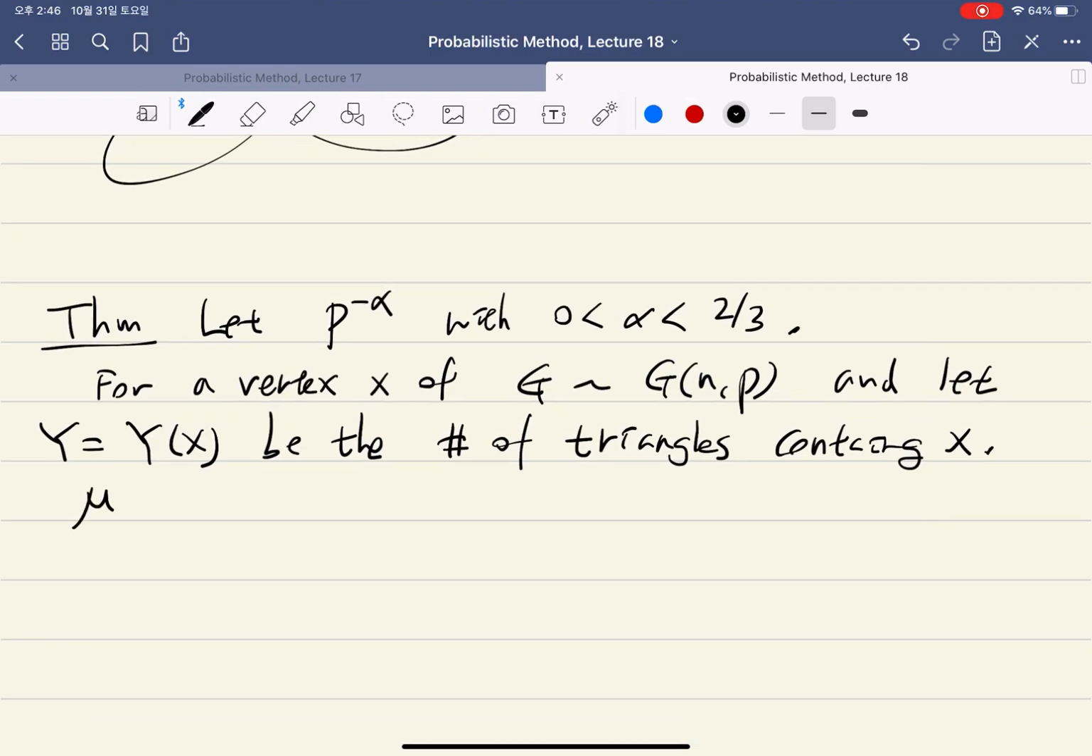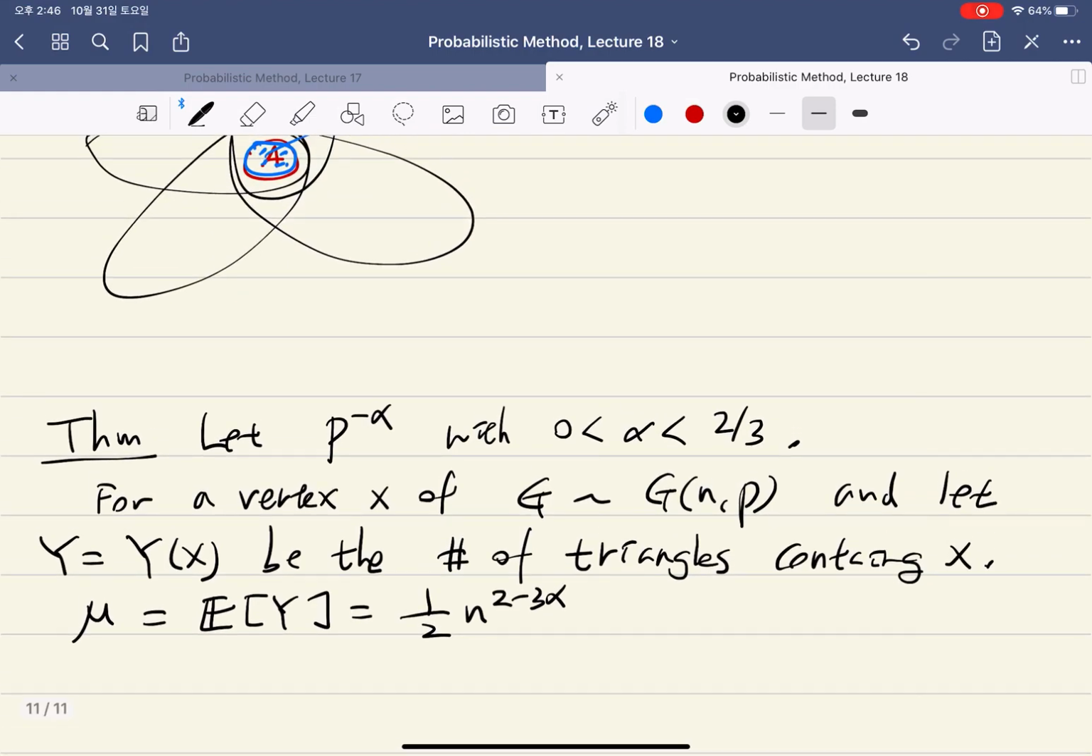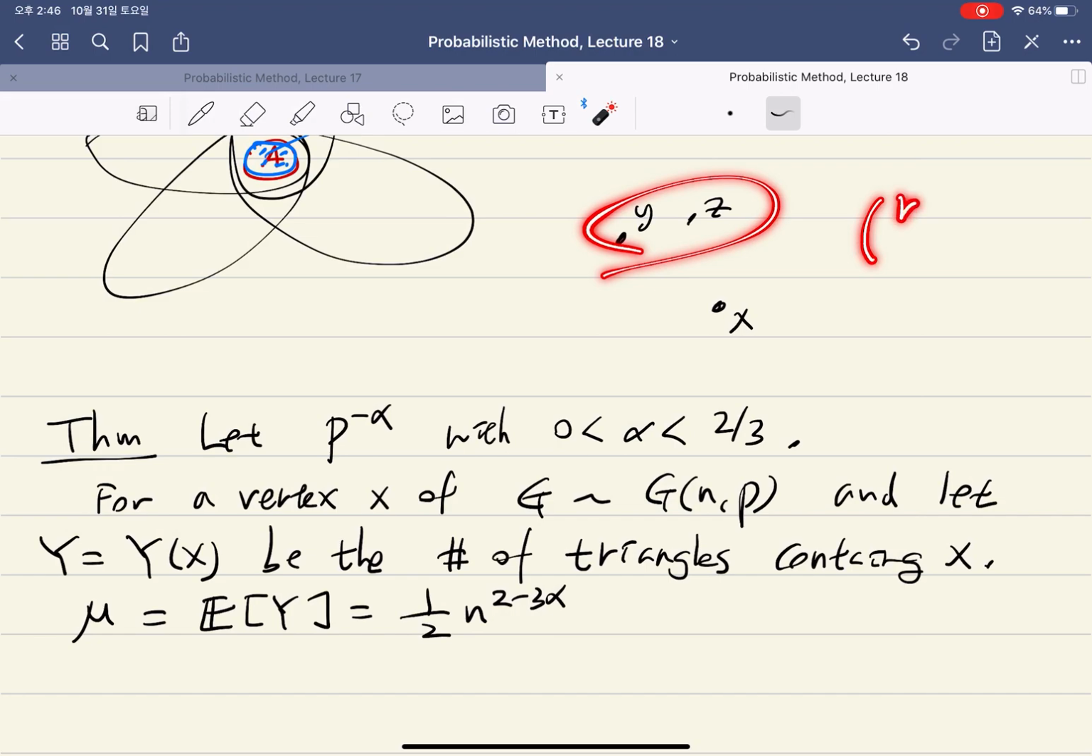Then, let mu be the expectation of Y, and the expectation of Y is roughly this. You can consider this: you have x and you choose two vertices in G. Then the probability that this is an edge, this is an edge, this is an edge is p cubed. So p cubed, and choosing these two is n minus 1 choose 2. So roughly this is that.